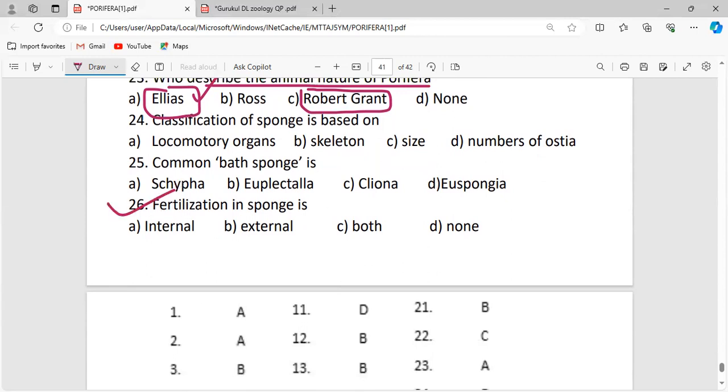Fertilization of sponge is. What I explained just before, it is external fertilization. Okay, the fertilization takes place outside the body of the organism, external fertilization.